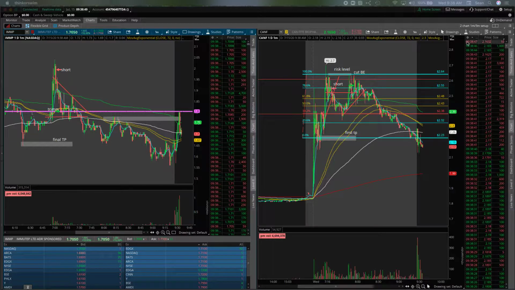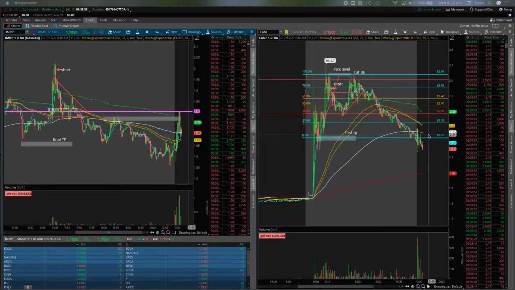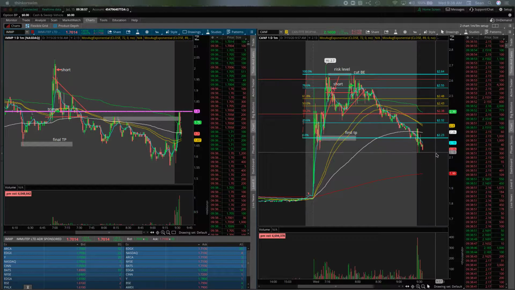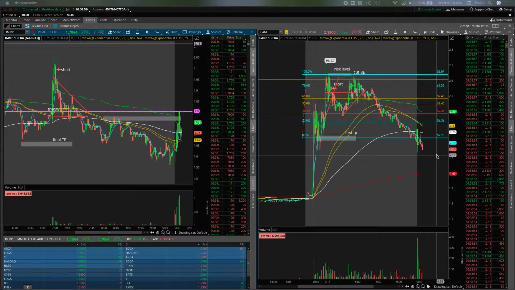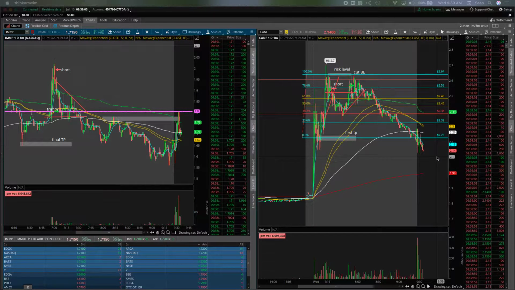Okay, so I'm putting in my range order here. I didn't get the best average on CAMP. I got here at 224. I got the pop here, and I'm literally putting my target here at 210. So we get a nice flush to 210. I'm going to take it. Not a huge trade on it.